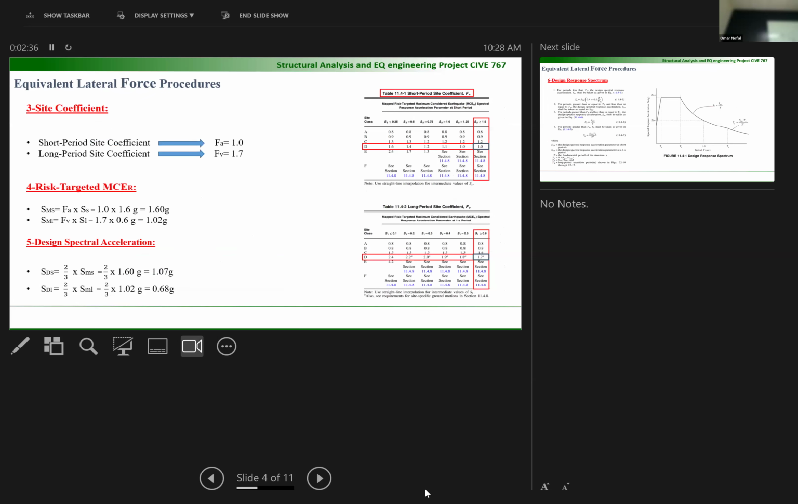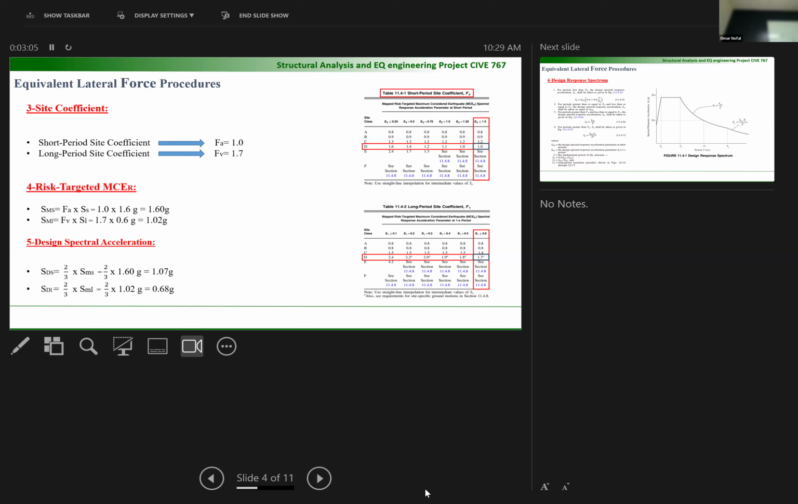Okay, so once we identify the soil type, we're going to find something called the site coefficient. We are going to get two coefficients. One is called the short period site coefficient, and one is the long period site coefficient. Why do we get short and long? If you remember, we have the response spectrum curve. It is a period from 0 up to whatever number it is. There are buildings that have short periods and buildings that have long periods. Each is calculated differently. That's why we get two coefficients.